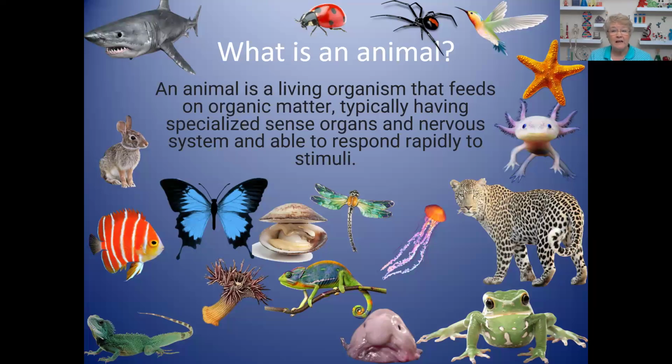And plants certainly have carbon in them. But other living things eat plants, and organic matter would also be those other living things. So to feed on organic matter means to eat other living things, either plants or animals that have eaten the plants. All right, the next thing then is having specialized sense organs.